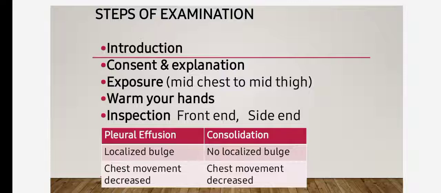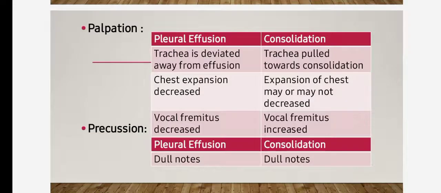Take respiratory rate and look for any deformity. There would be localized bulge in case of pleural effusion but not in case of consolidation. Chest movement will be decreased both in case of pleural effusion and consolidation. During palpation, localize apex beat.